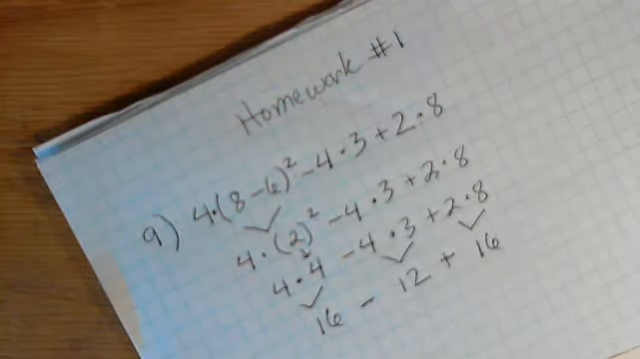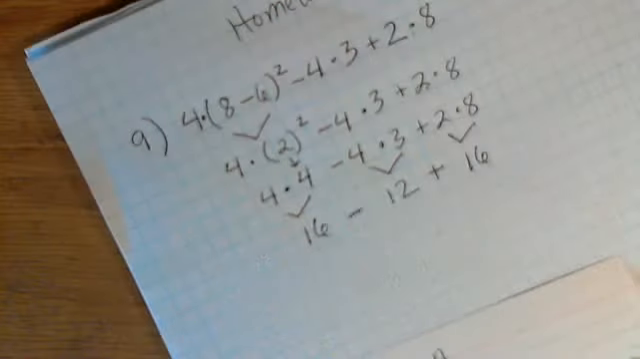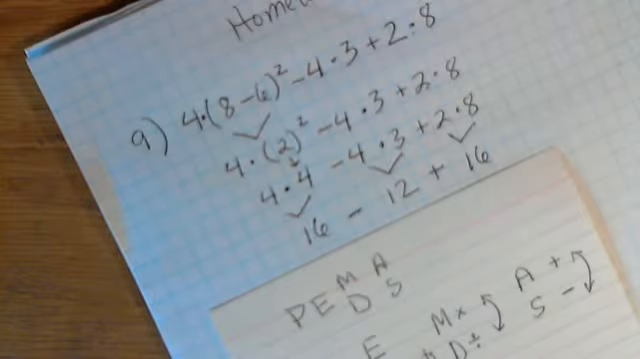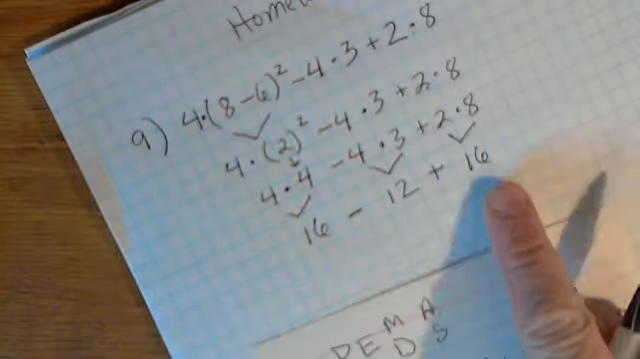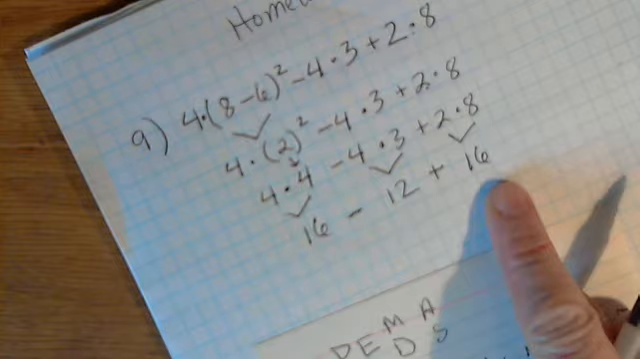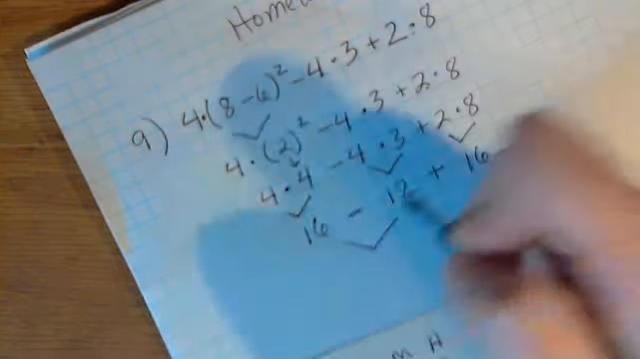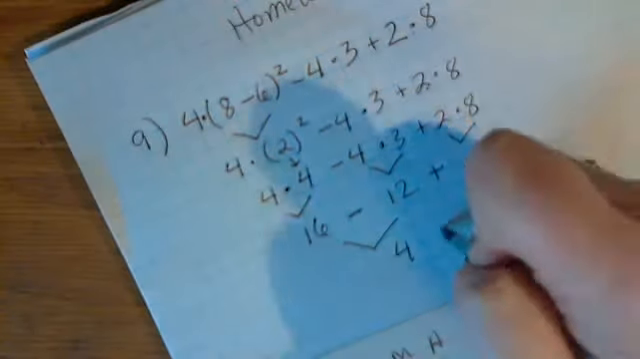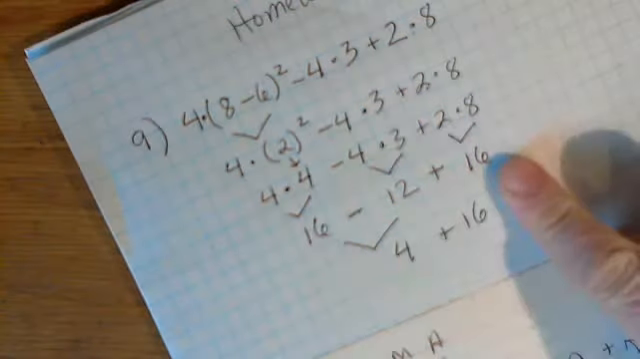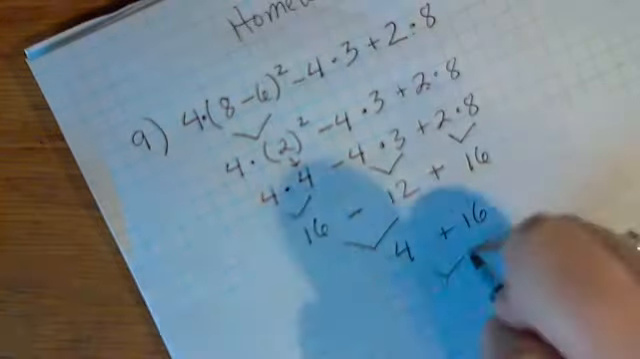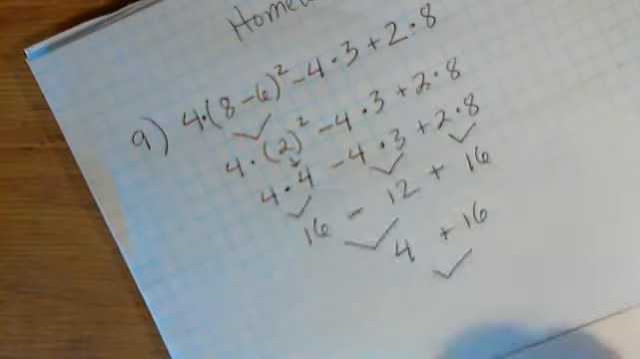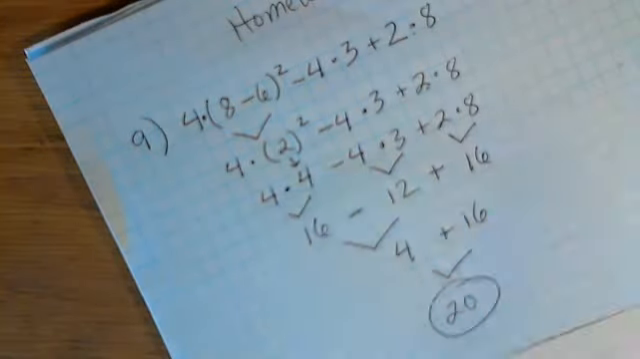Again, bring down the things you haven't taken care of yet. I'm almost done. Next step is any addition or subtraction, but in order from left to right. So I don't add the 12 and the 16 first. No, I do 16 minus 12 first. And 16 minus 12 is 4. Bring down the 16 that I haven't operated on yet. And finally, add the 4 and the 16 to get 20.